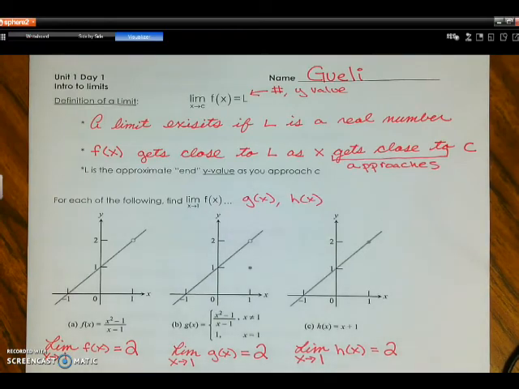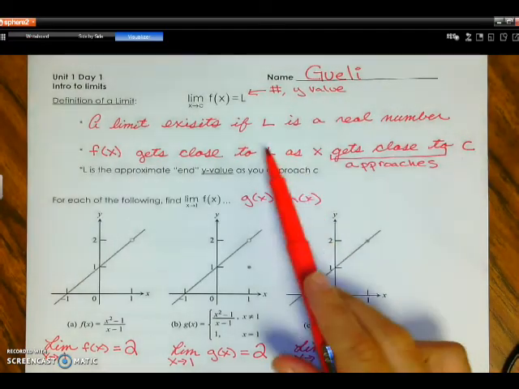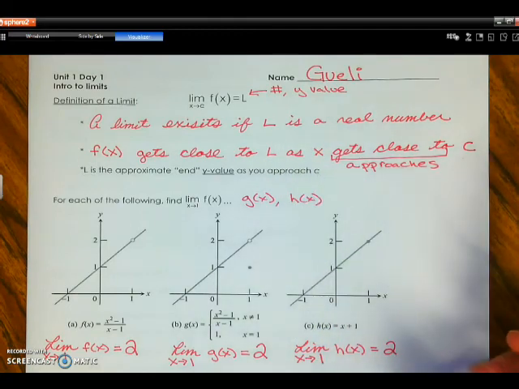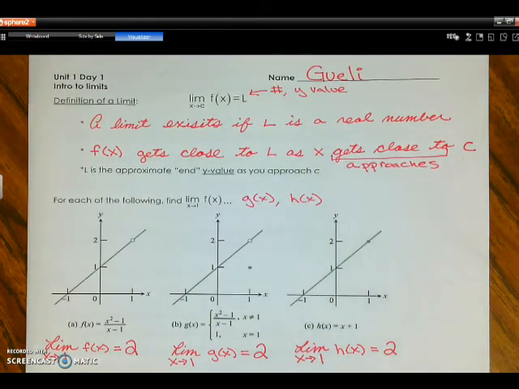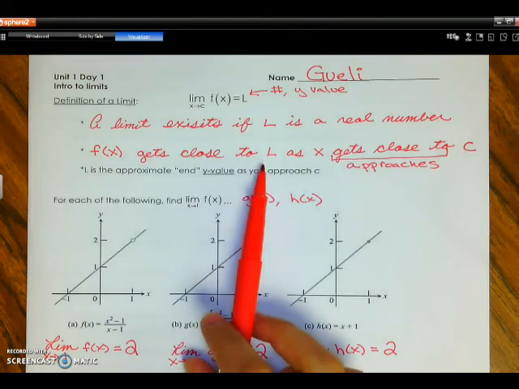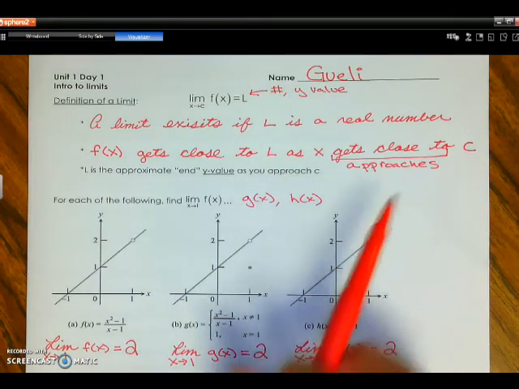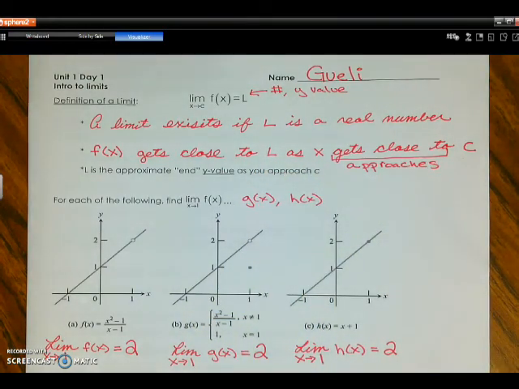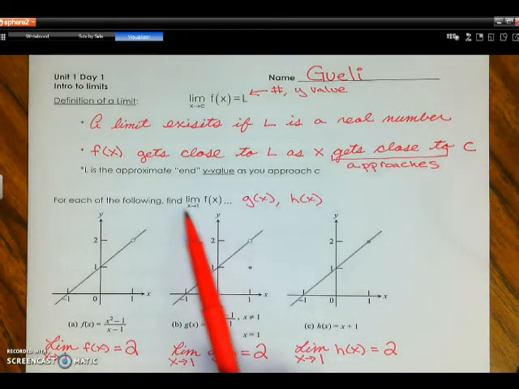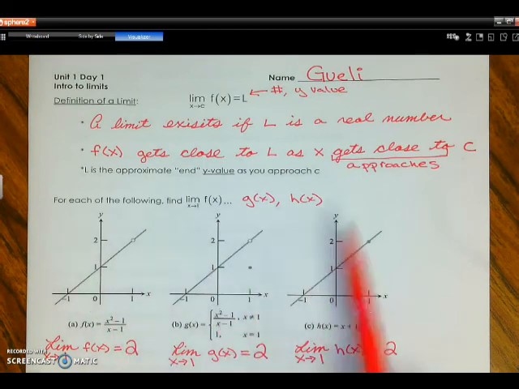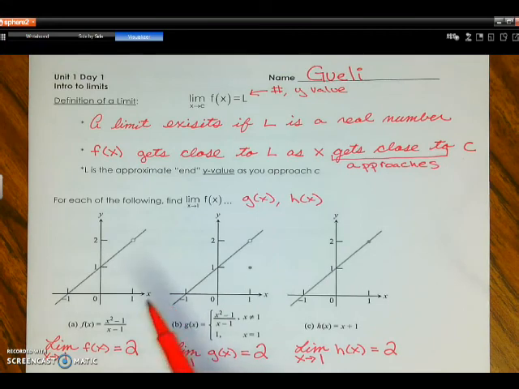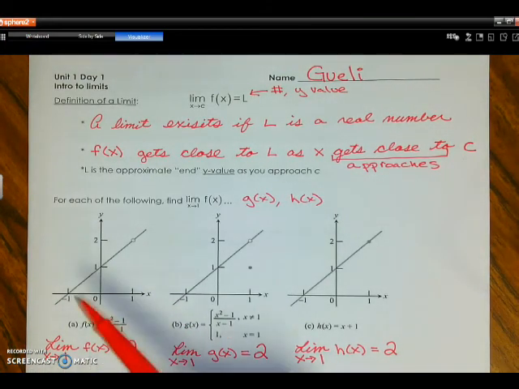So we need to keep in mind that a limit exists if that is a real number, and we'll talk about what it means for a limit not to exist later. And f of x gets close to L as x gets close to, and again, that means approaches that c value. So taking a look at these next three examples here, basically it's asking you to find the limit as x approaches 1 for f of x, g of x, and h of x respectively in each of these piecewise functions.